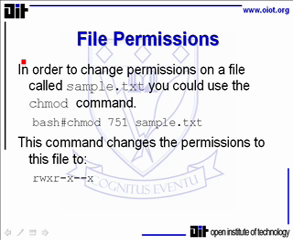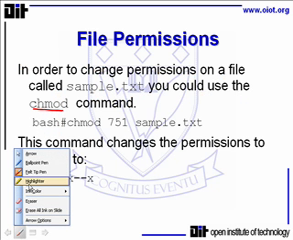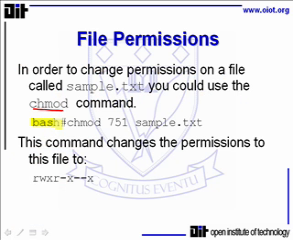Now, in order to change permissions on a file called sample.txt, you could use the chmod command. Here at the bash prompt, the command chmod 751 was entered for the sample.txt file. What that will do is change the permissions, like the previous slide where we broke it down. It would change it to rwx, r-x, and dash dash x. That's 751.